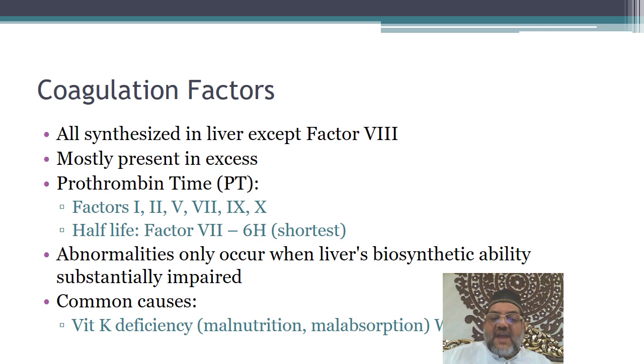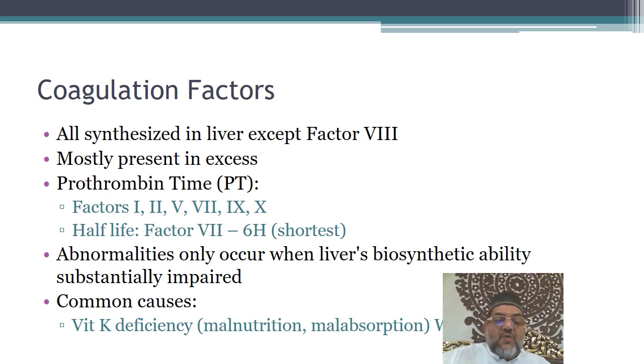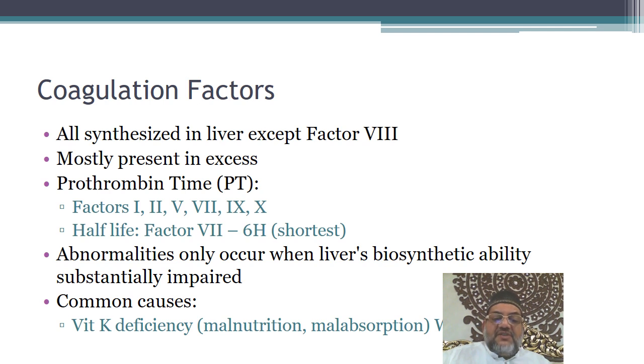Coagulation factors are mainly synthesized in the liver except factor 8, and they are always in excess. For the prothrombin time, the factors involved are factors 1, 2, 5, 7, 9, and 10, and the shortest half-life is that of factor 7. So whenever there is acute damage to the liver's synthetic function, the prothrombin time is the basic marker for a clinician to interpret synthetic function. It is also used as a prognostic factor, because in patients with chronic liver disease we measure serial prothrombin time to see the prognosis of the disease.